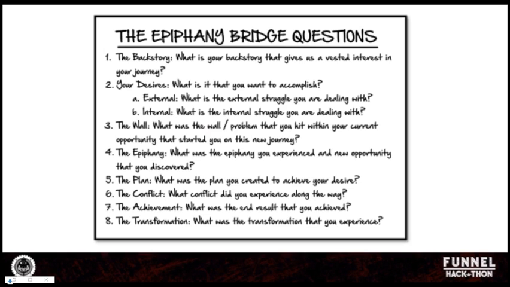And so that's kind of the process. And so I also broke it down into questions to make it super easy for us to be able to have it, right? So if you look through this, there's a couple elements. There's 8 elements: backstory, desires, the wall, the epiphany, the plan, the conflict, achievement, and transformation.